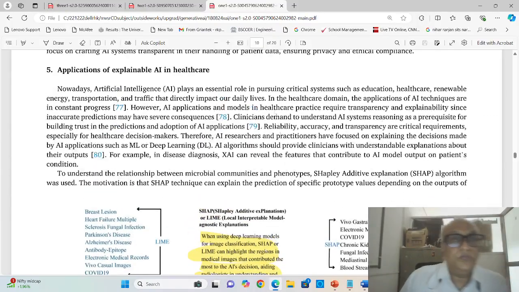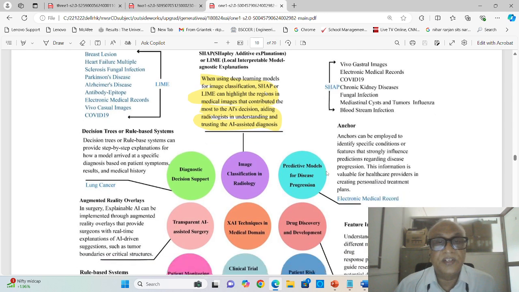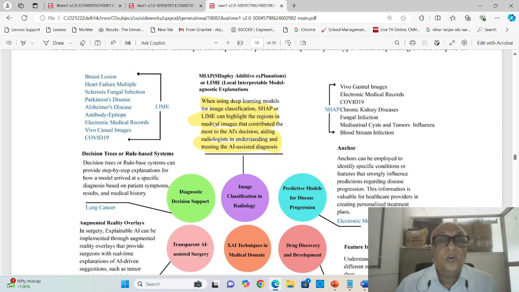Now coming to applications of explainable AI in healthcare, we can look at this diagram and try to connect. Say for example, in the medical healthcare, let us say the domain is radiology, and image classification in radiology. So what techniques are suitable are SHAP or LIME. SHAP stands for Shapley Additive Explanations. LIME stands for Local Interpretable Model Agnostic Explanations.